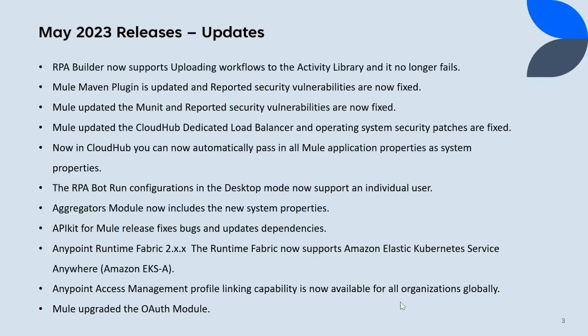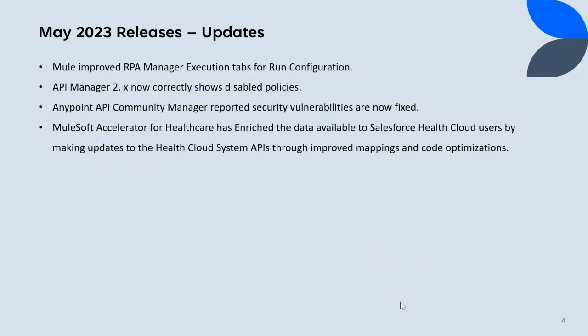Anypoint Runtime Fabric 2: Runtime Fabric now supports Amazon Elastic Kubernetes Service Anywhere. Anypoint Access Management profile linking capability is now available for all organizations globally. Mule upgraded the OAuth module. Mule improved RPA Manager execution tabs for run configurations. API Manager 2 now correctly shows disabled policies.